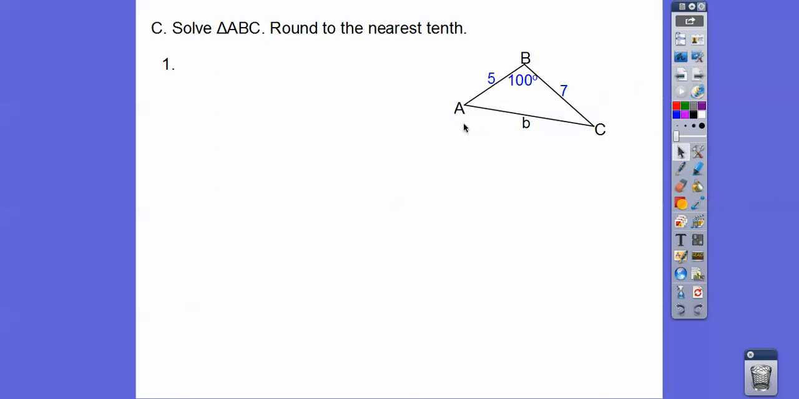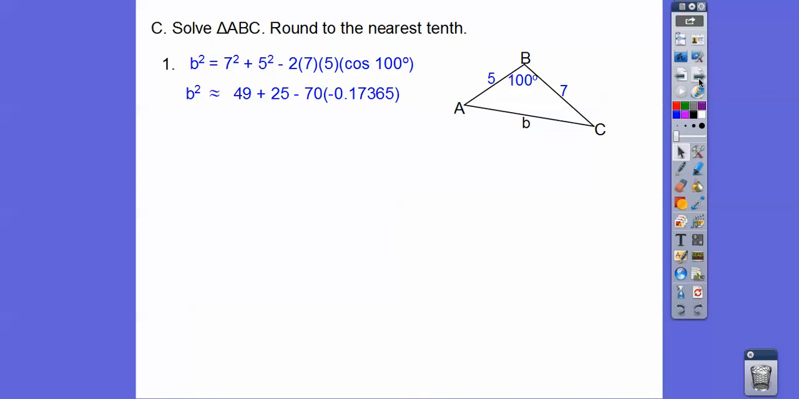Okay, so we can't do the law of sines because we don't know this angle. We need a side and an angle opposite that. So here we've got to do the law of cosines. So here we're going to go b squared equals 5 squared plus 7 squared, or 7 squared plus 5 squared, minus 2 times 7 times 5 times the cosine of that right there.